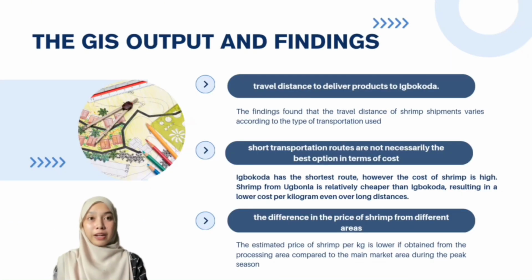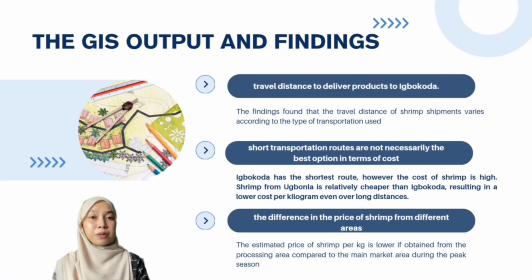So let's move to the finding. The main finding from this study is travel distance to deliver product to Igbokoda. The finding found that travel distance of shrimp shipment varies according to the type of transportation used. The road transport was the best transport with the shortest distance to reach Igbokoda, while water transport was the second option with the greater distance compared to the road transport.